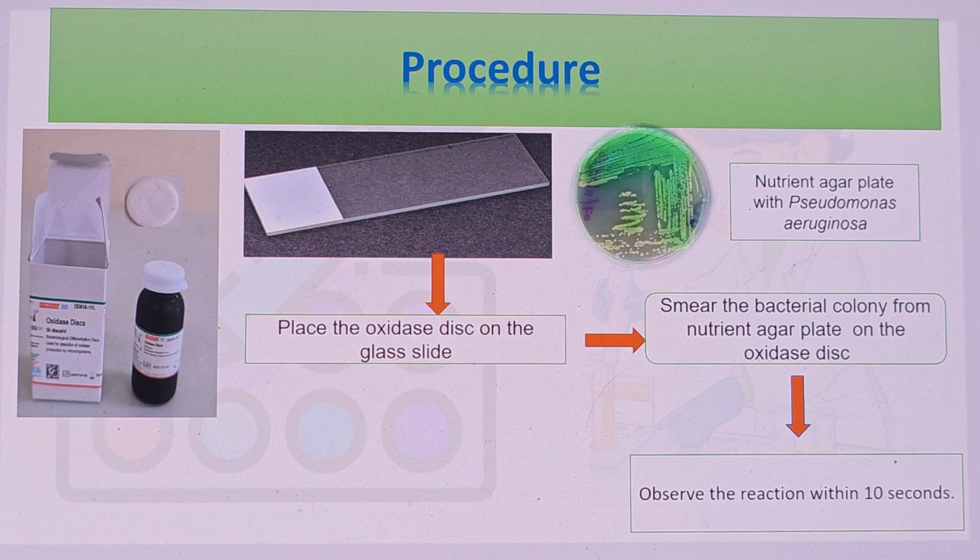Let us know about the procedure of oxidase test. First, take a clean, grease-free glass slide. Then, place the oxidase disc on the glass slide. The oxidase disc is commercially available in the market. This disc is mainly made up of filter paper impregnated with the reagent, that is tetramethyl paraphenylene diamine dihydrochloride. Then smear the bacteria colony from the nutrient agar plate on the surface of the oxidase disc and observe for the reaction within 10 seconds.